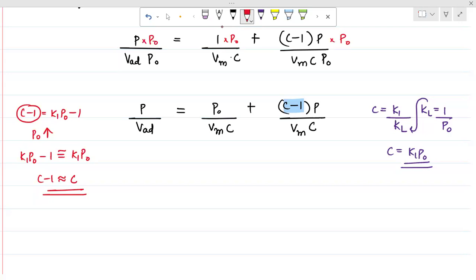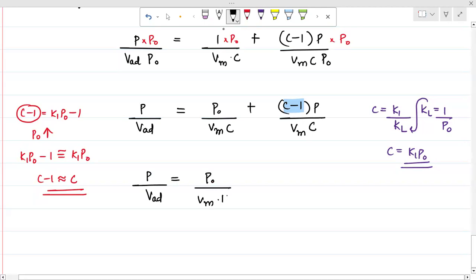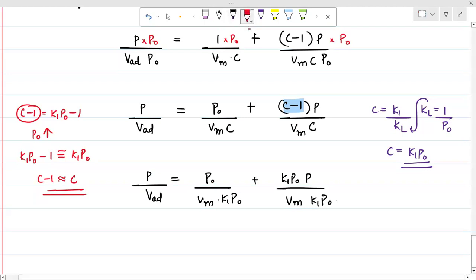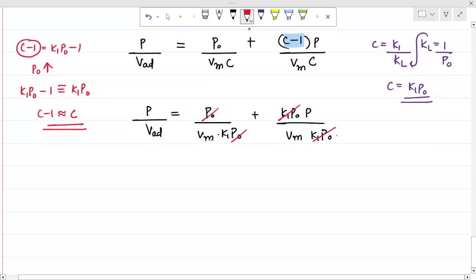So let's put in the values again. So this becomes P by V absorbed is equal to P naught by Vm K1 P naught plus, again C minus 1 is approximated as C, which is K1 P naught, P by Vm K1 P naught. K1 P naught, K1 P naught gets cancelled, P naught gets cancelled. So see what you have. P by V absorbed is equal to P by K1 Vm plus P by Vm.